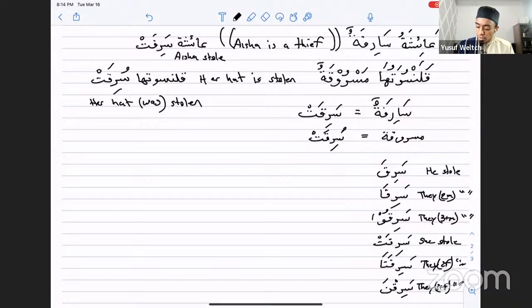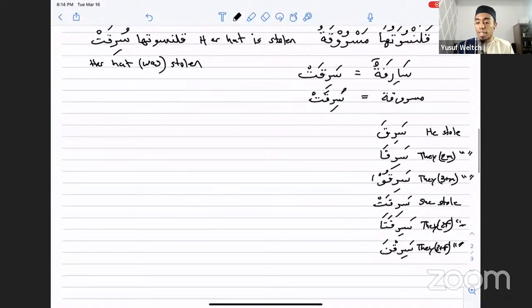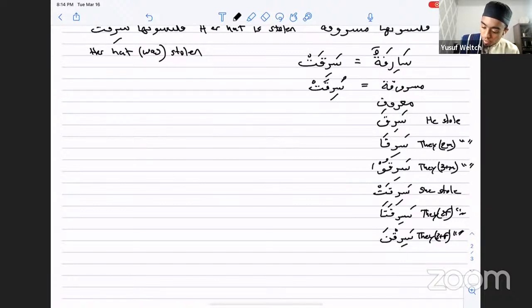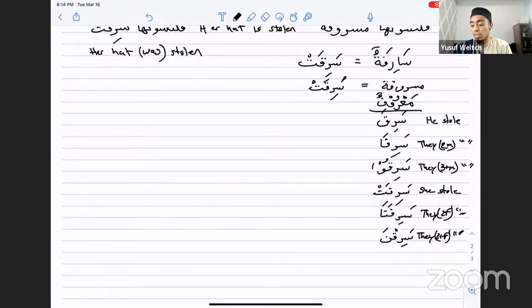Okay, so are these active or passive? When you say sariqa, is it active or passive? He stole. Active. So these are the active, and that's called ma'ruf in Arabic. And ma'ruf means known, and what that means is the doer is known. So if I said sariqa, and I asked who's the doer, you would say he. If I said sariqat, and you asked who's the doer, you would say she, because she stole.